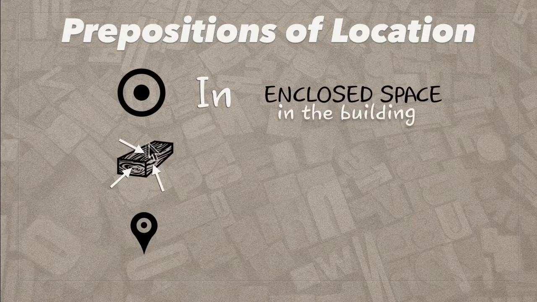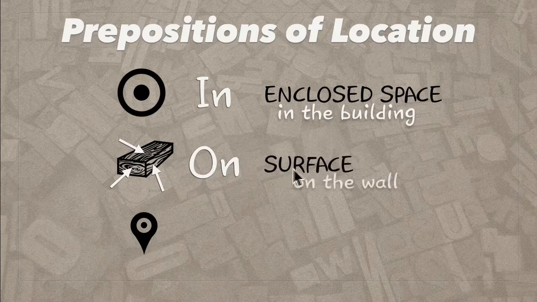Next, we have a piece of wood, a block of wood, and these arrows represent the surface of the wood. So on is used for surface. For example, on the wall. The painting is on the wall. This is on top of the wood or on the side of the wood.